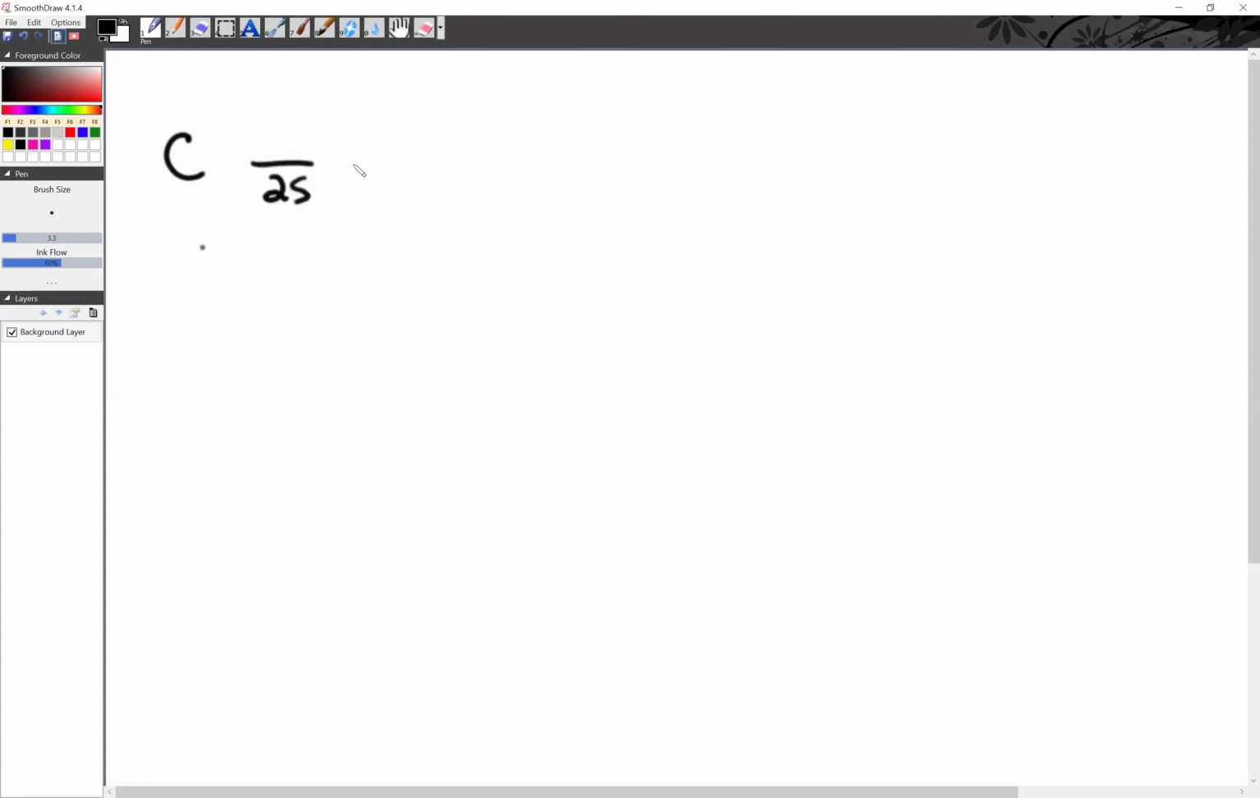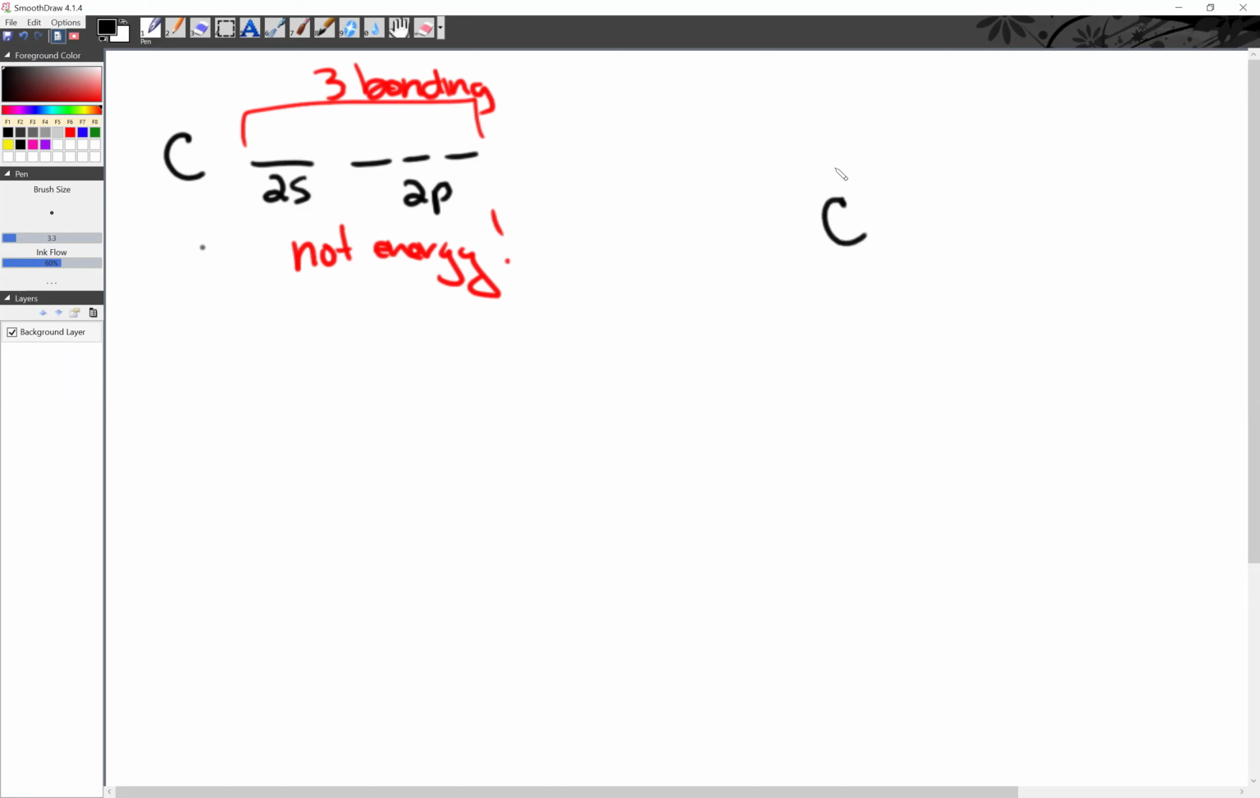So we have 2s and we have 2p. Now, if I don't put the valence electrons in, it looks like I have 3 bonding places, but they are not the same energy. That's an important point, because we know a carbon can form 4 identical bonds, and I'll just put hydrogens here. They're all identical with the same energy. And so we needed a theory that could help explain that.